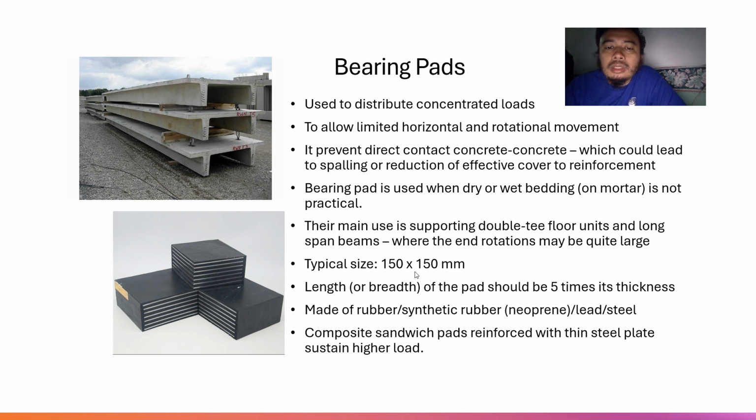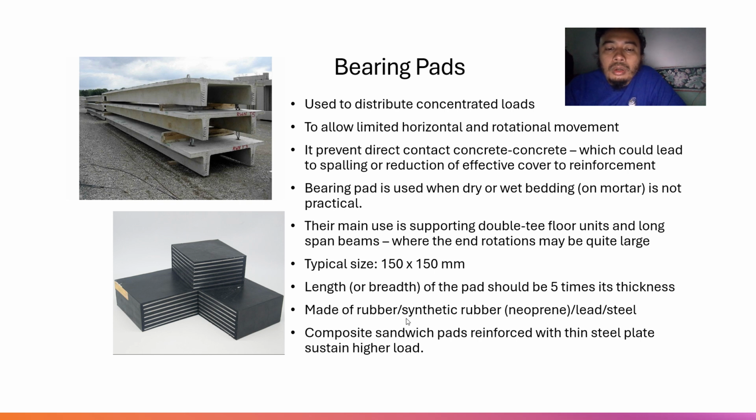Its typical size would be 150 times 150 mm, and the length or breadth of the pad should be 5 times its thickness. For flooring, it is suggested to be 6 mm, and for beams it will be 10 mm minimum thickness. So your length will be 5 times the thickness. So if it is 6 mm, you need 30 mm of length of pad.